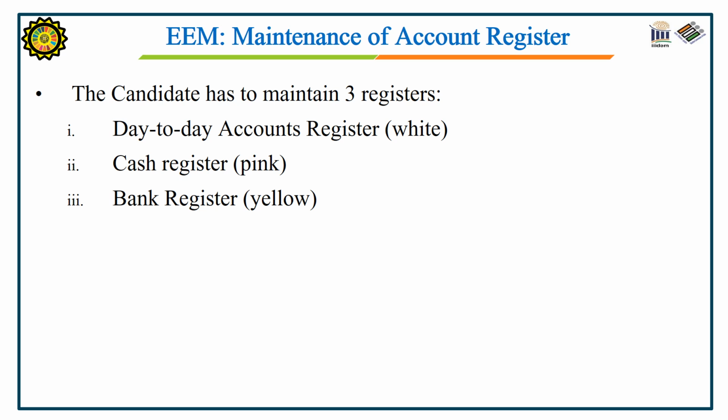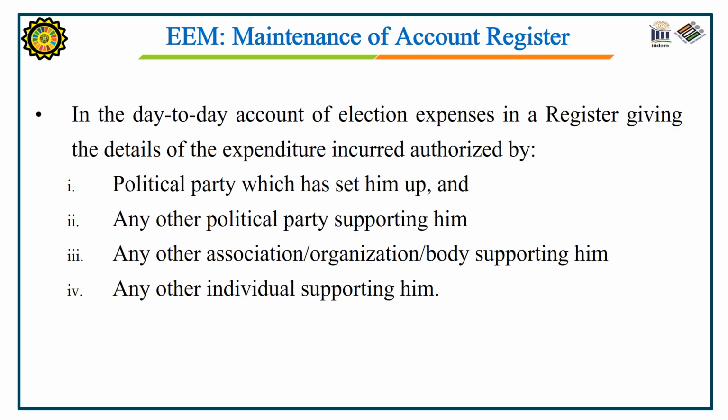Maintenance of account register. The candidate has to maintain 3 registers: day-to-day account register, cash register, and bank register. In the day-to-day account register, the election expenses are recorded, giving the details of the expenditure incurred or authorized by the political party, any other political party, any other association, organization, body supporting him, or any other individual supporting him.